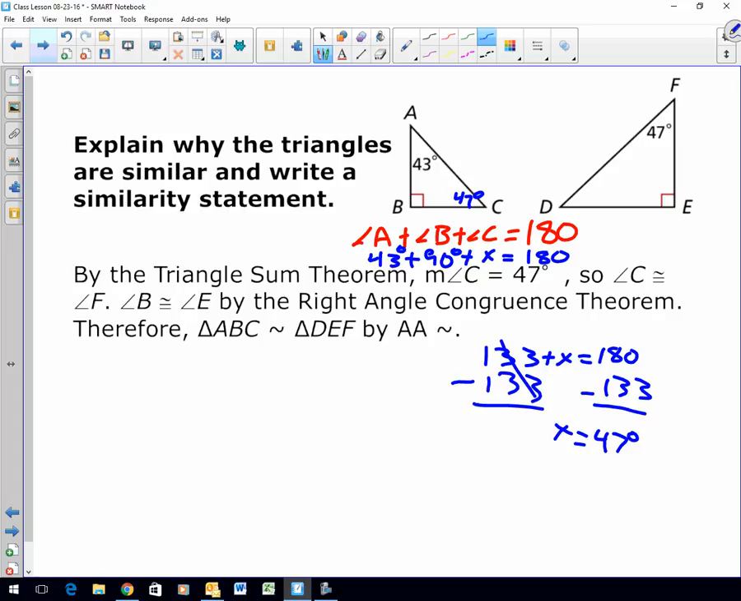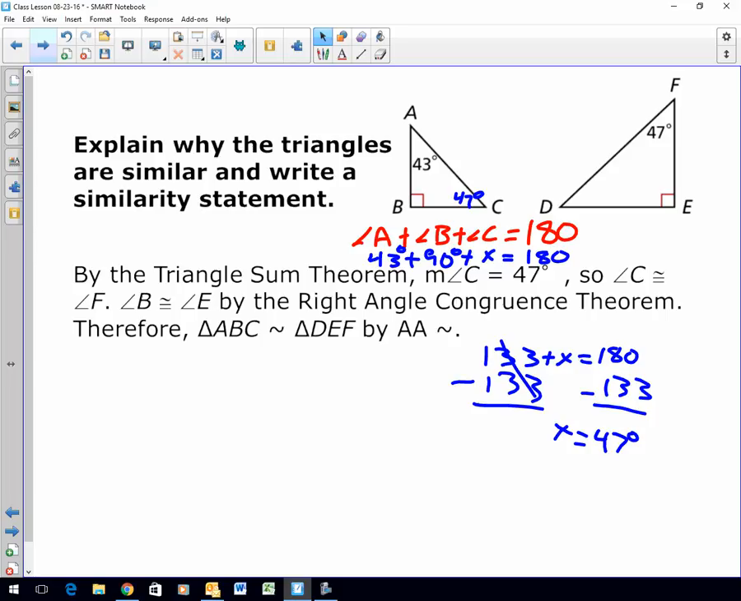Now all of a sudden, do I have two pairs of congruent angles in two different triangles? Oh, see, yes, this logic thing, right? Is B congruent to E? Good. Is C congruent to F? Good. Yeah, they're both 47. That means they're congruent. Yay! How many angles did I need to be congruent? Two pairs of congruent angles in two different triangles.